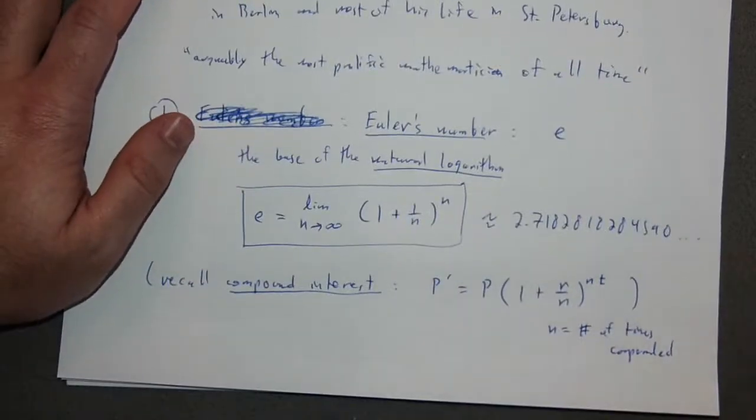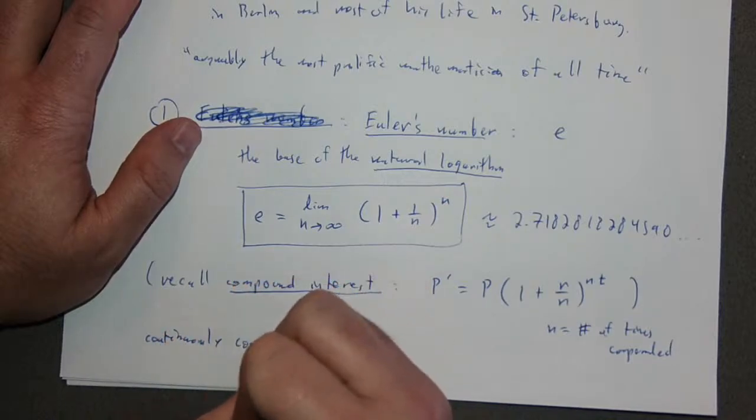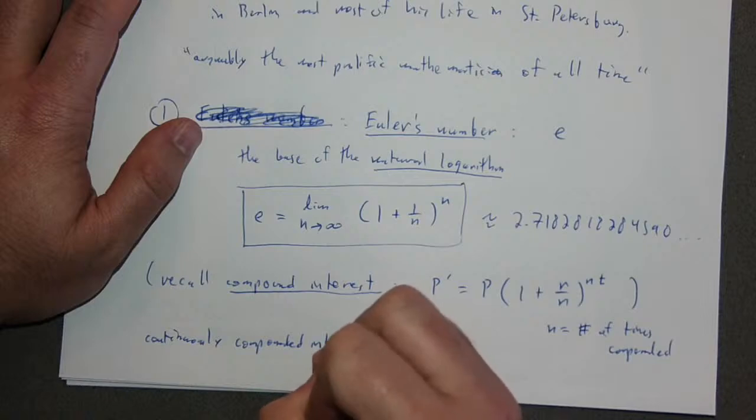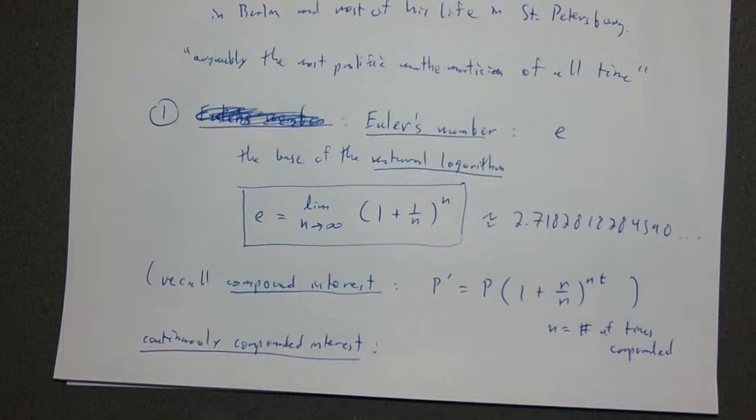And also recall that if you have continuously compounded interest, what does this formula become? Periodic compounding is where you compound at certain times. There's a finite number of times that this interest is compounded. But continuously compounded means that you're compounding as you go, continuously. And so what is going on here?